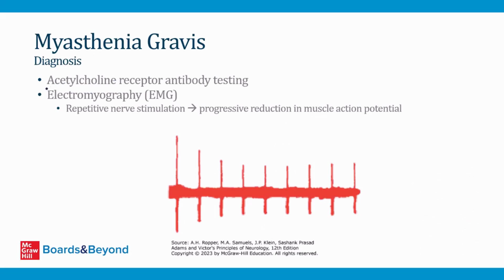There are two tests that are used to diagnose myasthenia gravis, and hopefully they make sense to you after everything we've been through so far.